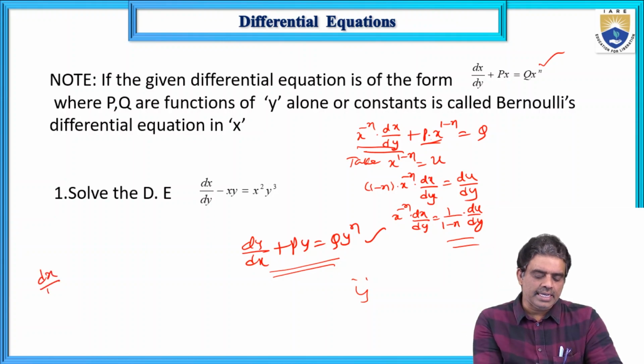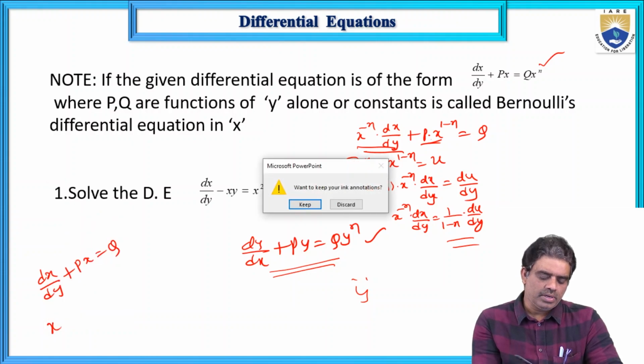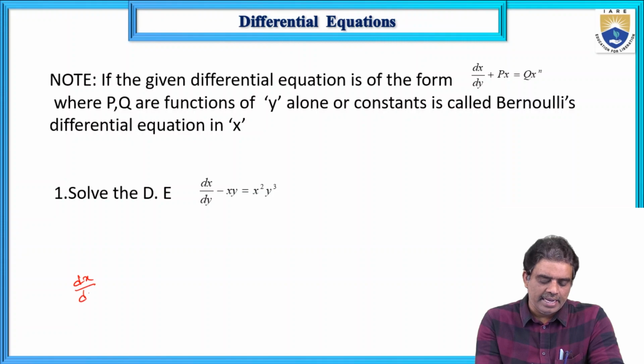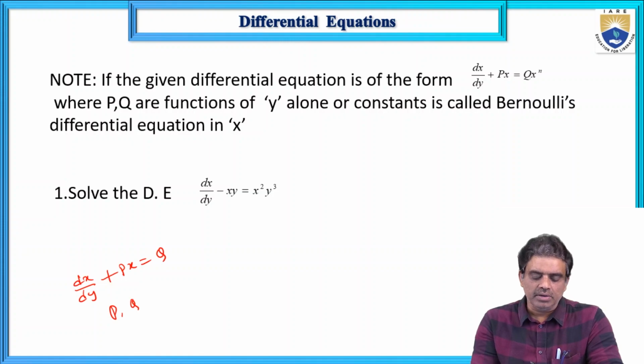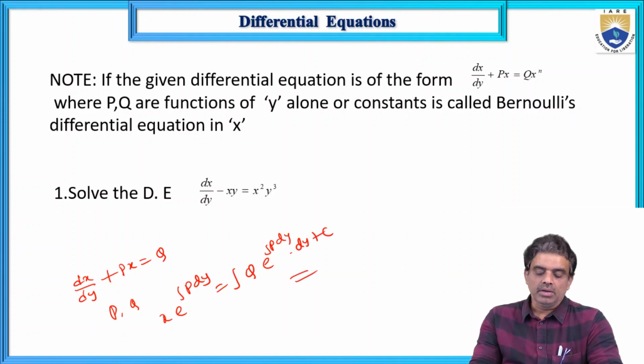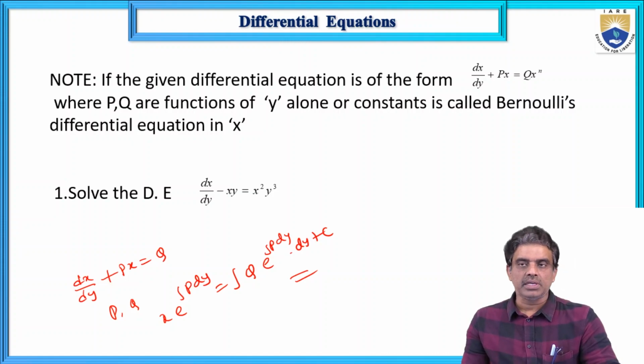If the equation is in terms of x, dx by dy plus px is equal to q, where p, q are functions of y alone, then the solution will be x into e power integral p dy is equal to integral q e power integral p dy plus c. This is the general solution for the linear equation in terms of x.